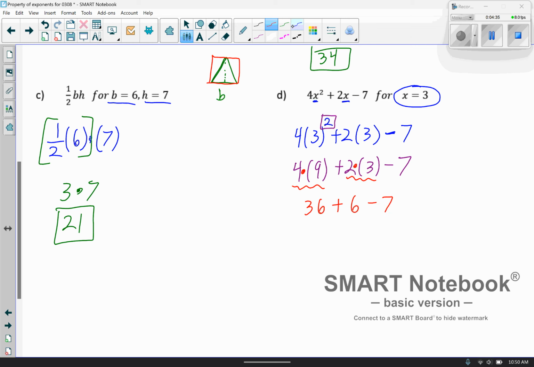Now we're down to our addition and subtraction, and once again we'll work it from left to right. So 36 plus 6 is going to be 42. Then we're going to remove 7. So 42 take away 7 would leave us with 35. Okay, I have a couple more on my next slide for us to do.